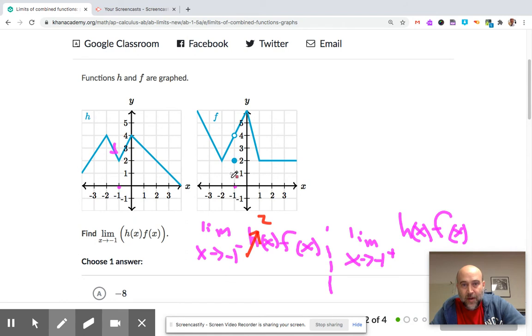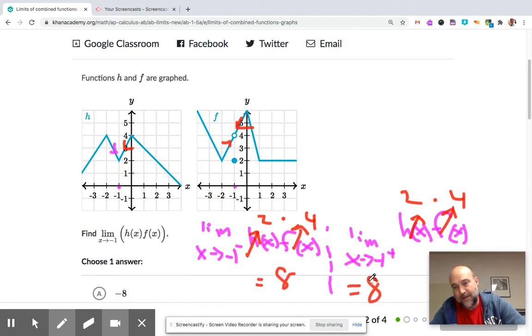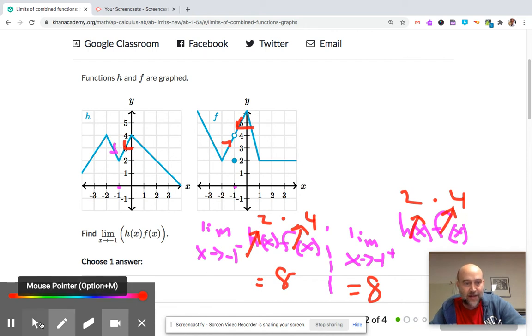On the right one, going towards -1, don't let the discontinuity throw you. It's just a removable one. So 4 is the output there from the left. Looks like everything's going to be the same from the right side. From the right side, output of 2. From the right side on f of x, output of 4. And we're multiplying these together. This gives me 8. This gives me 8. They're the same answer, so 8 is our answer.